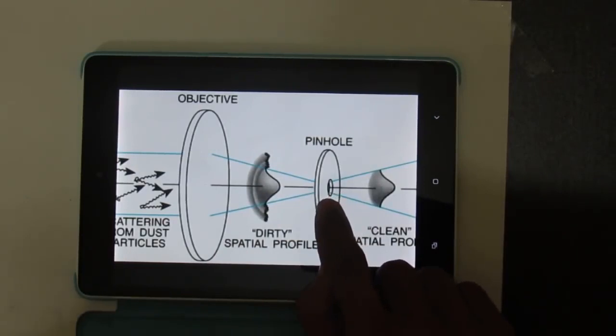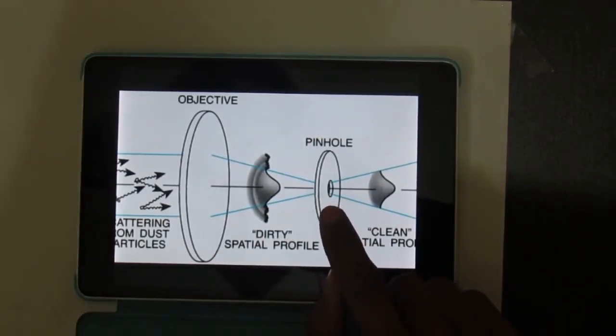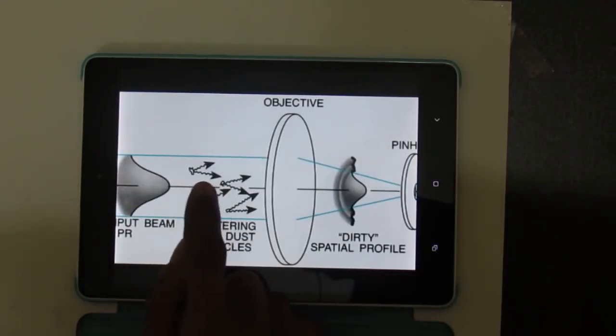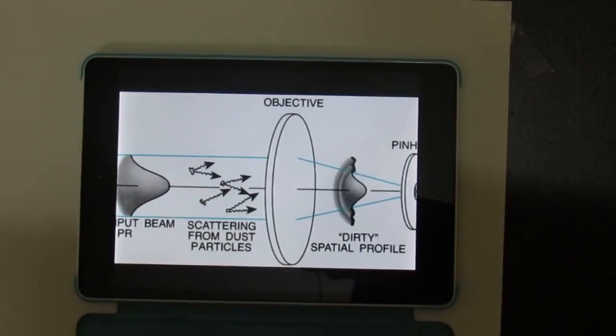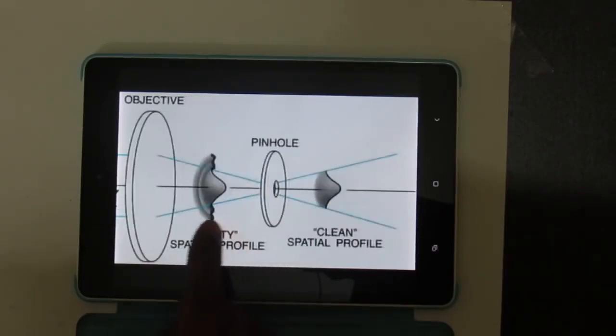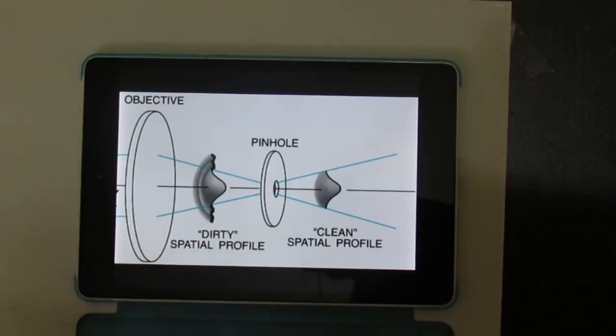Here they have used a pinhole. The pinhole will act as a low pass filter, so it will only allow low frequencies to pass. Higher frequencies will get filtered out. The important thing is that these reflections, the scattering from the dust particles, will contribute to the higher spatial frequencies. So you can filter these out, and you have actually cancelled out the scattering effects from the dust particles. You can place a small pinhole so that you only allow very small spatial frequencies to pass through. Higher spatial frequencies are filtered out, and now you do the second Fourier transform, and you get a very clean spatial profile beam. So this can be used to clean the spatial profile of a laser beam.